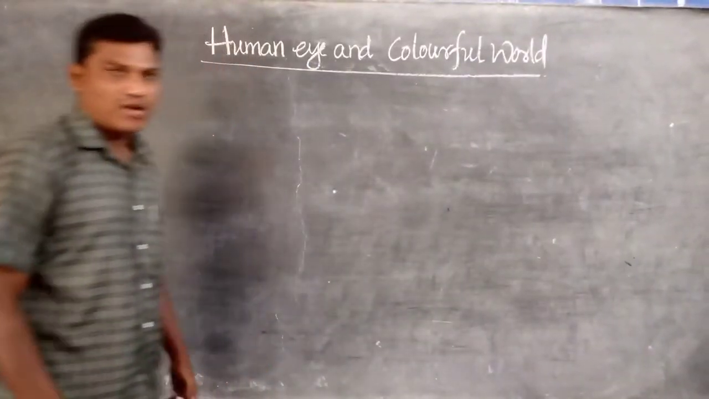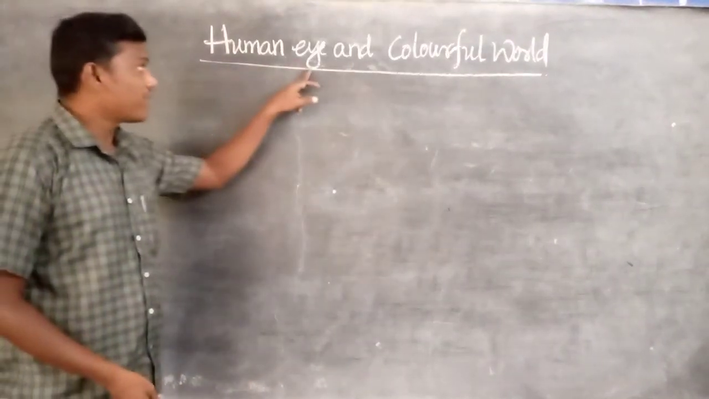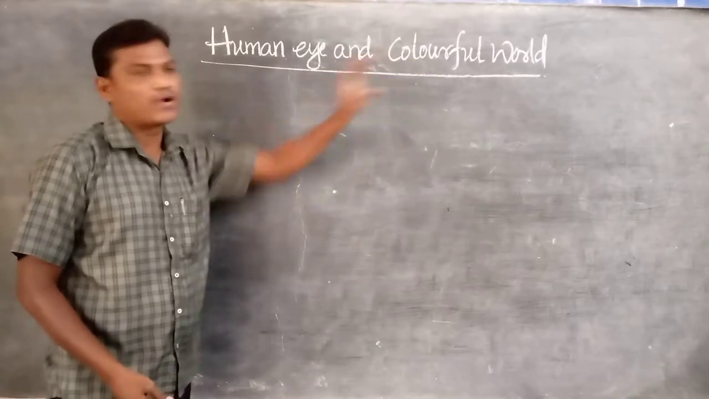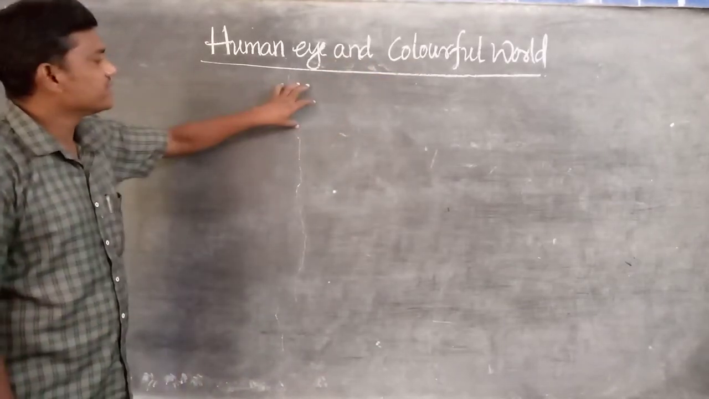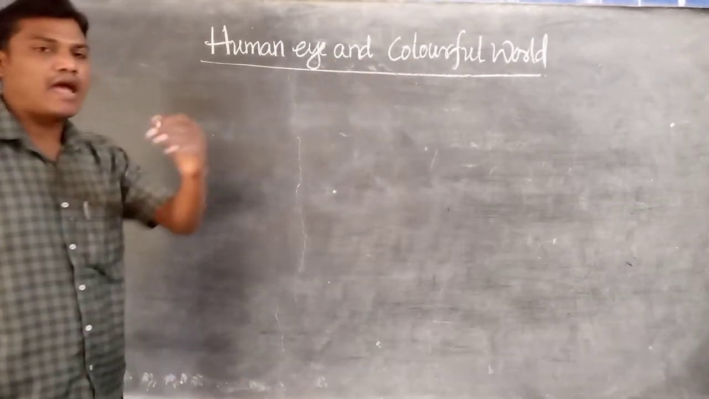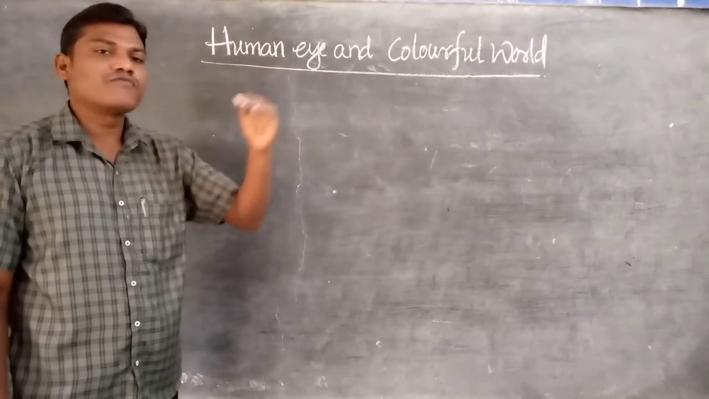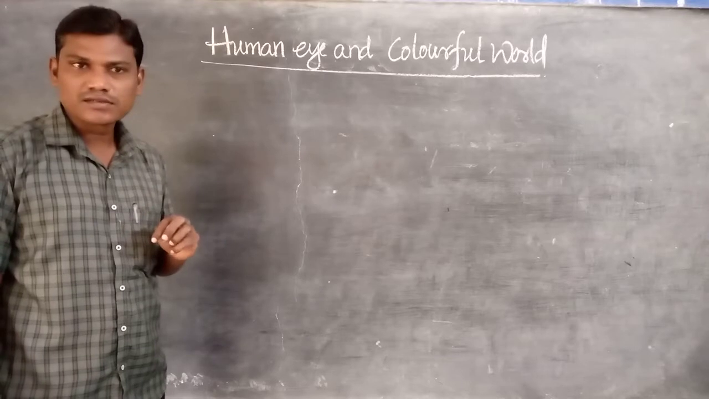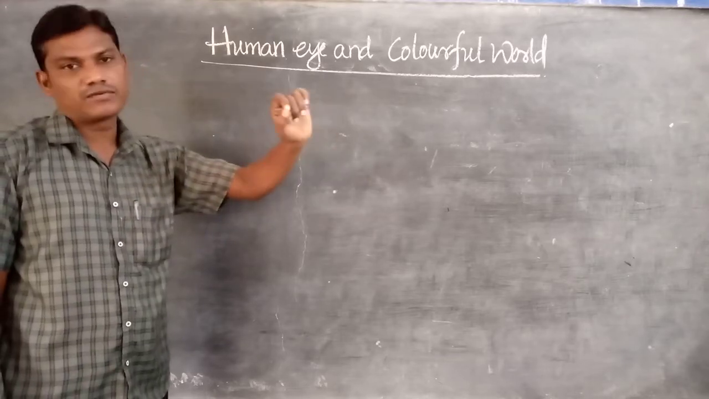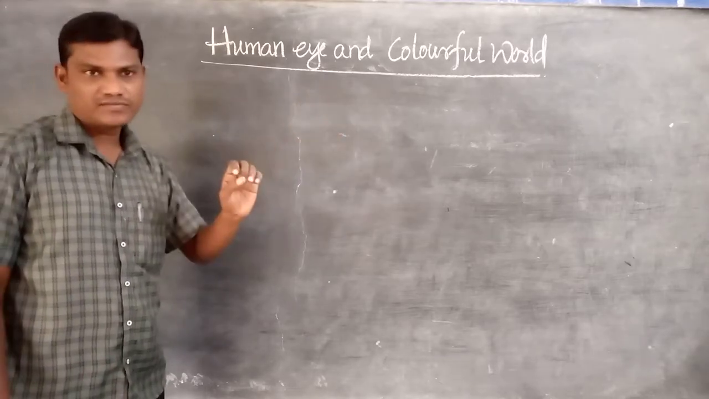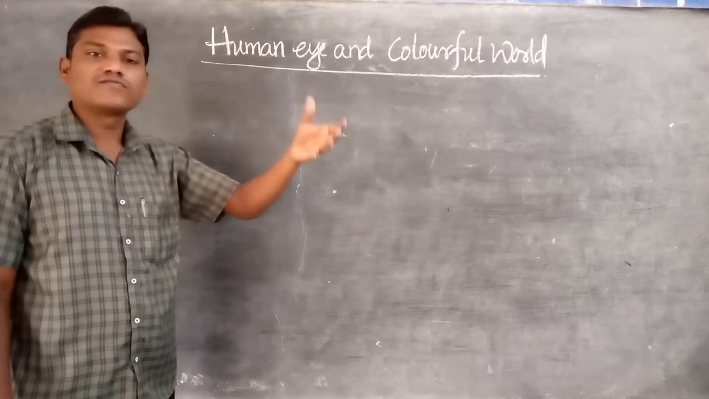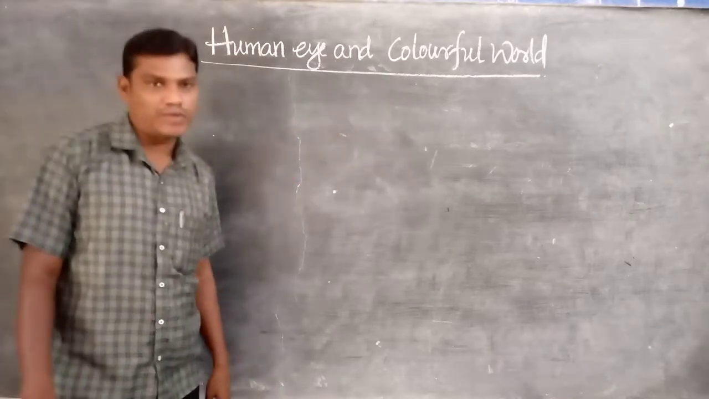So what is the name of our chapter? Human Eye and Colorful World. Mainly in this chapter we are discussing the structure of the human eye, what the parts in it are, and what the role of each part in the human eye is.